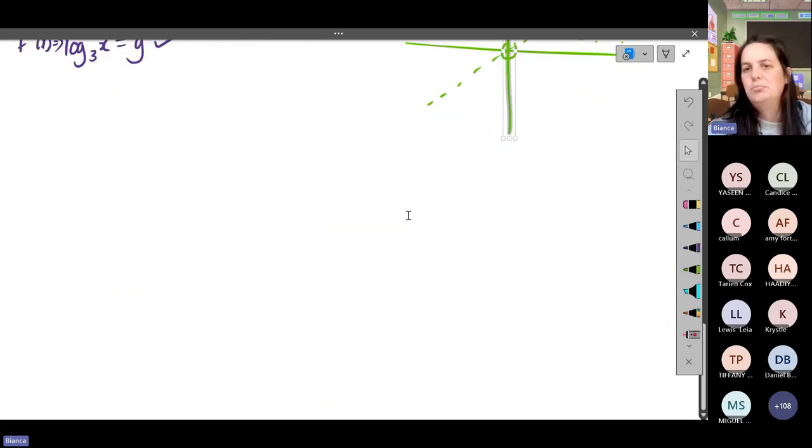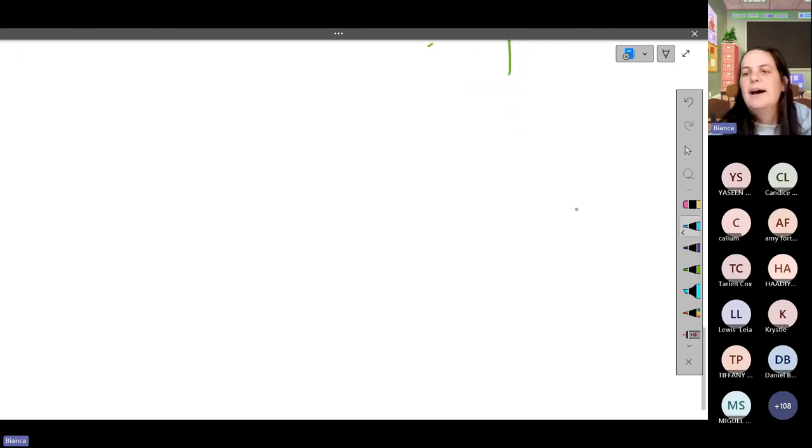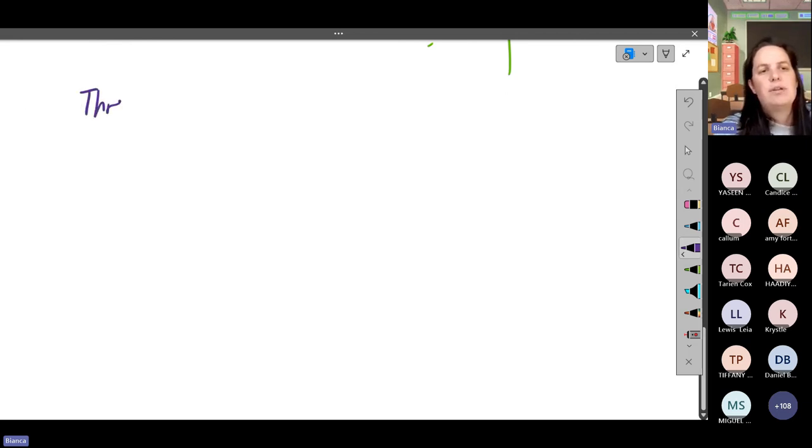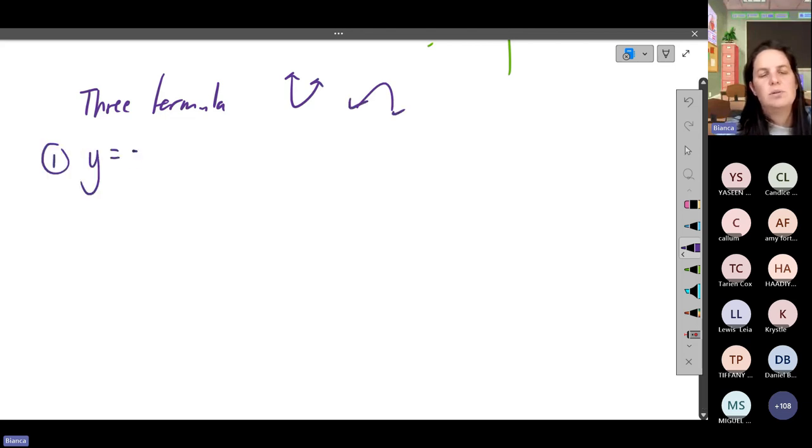All right, parabolas, huge section. You would have spent most of your time in grade 11 on parabolas when you did functions. So we're going to try and do this very quickly. But for parabola, there are three formulae. Just so you remember, parabola is the happy or sad one here. That's your parabolas. Okay, so the first one is y equals ax squared plus bx plus c.